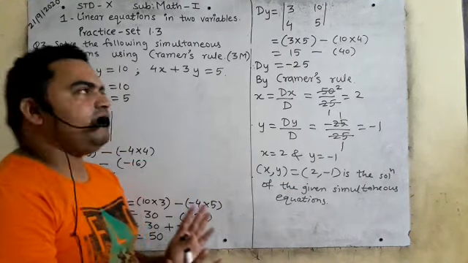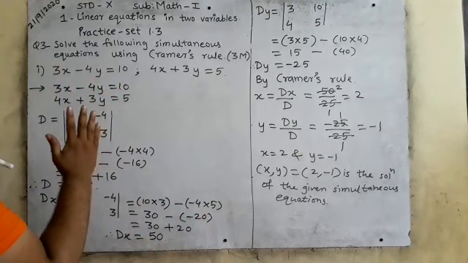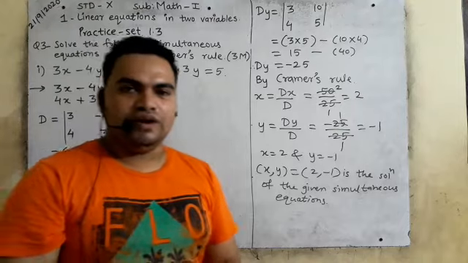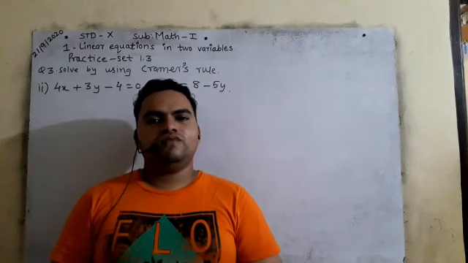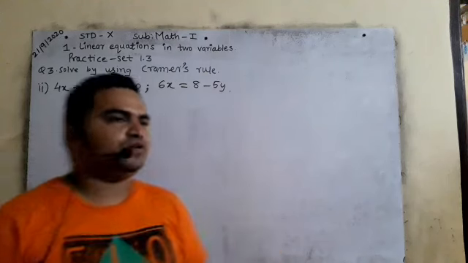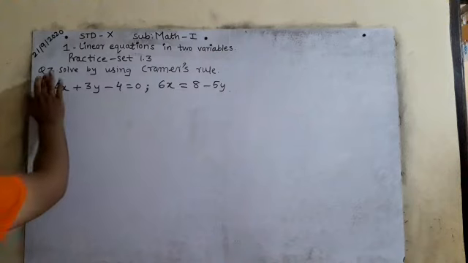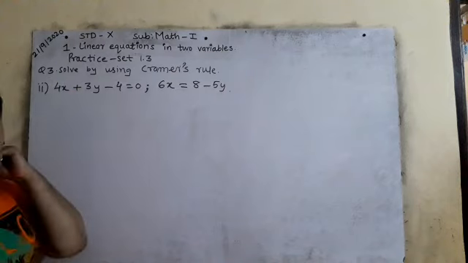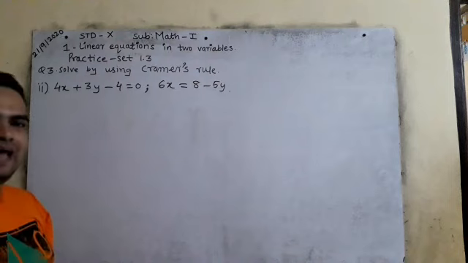So this is how we have to find the solution. We have to solve the simultaneous equation by using Cramer's rule. Okay. Now we will see the next question. Please look at the board. This is question number 3, second question. I have written the question in short. Solve the given simultaneous equation by using Cramer's rule.